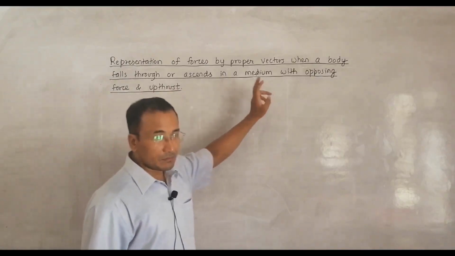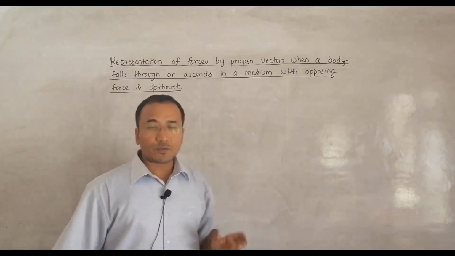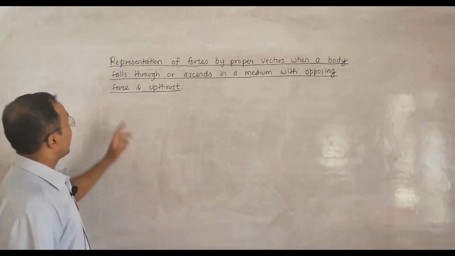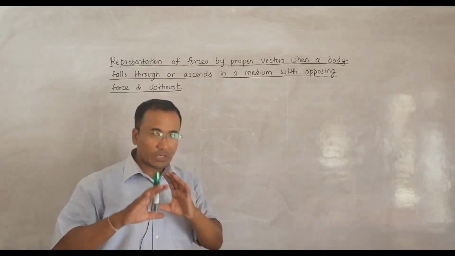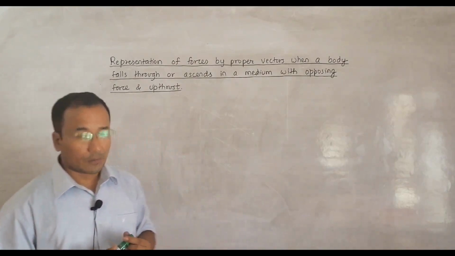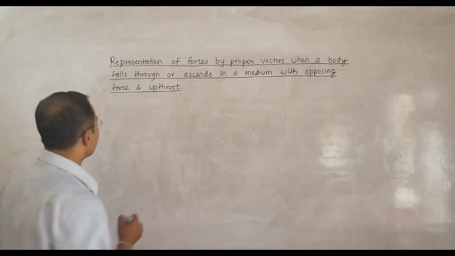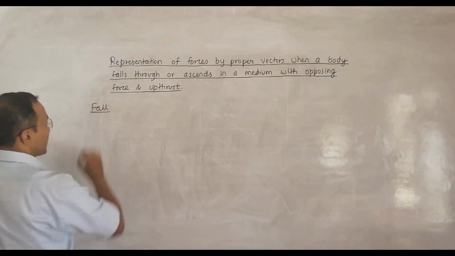in a medium with opposing forces. So it means there could be viscous forces, there could be drag forces, and also upthrust. So we have to show every possible force there when the body rises or falls. Let us first consider the body falling through a certain medium here. So let us first consider the falling mechanism here.